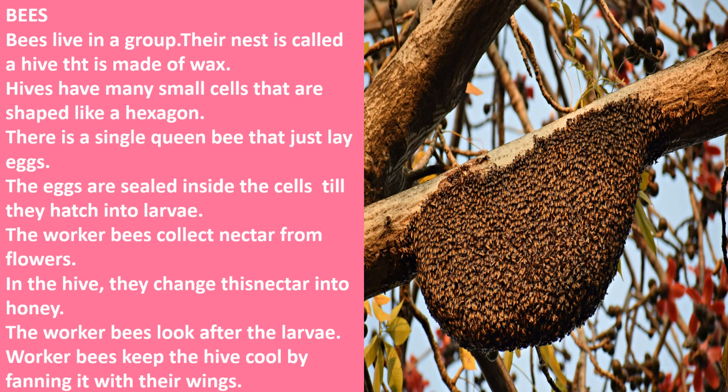The worker bees collect nectar from flowers. In the hive, they change this nectar into honey. The worker bees look after the larvae. Worker bees keep the hive cool by fanning it with their wings. Children, as ants live in a colony, similarly bees also live in a colony, and the place where they live is called a hive. They live in a beehive, and that beehive is made up of beeswax.